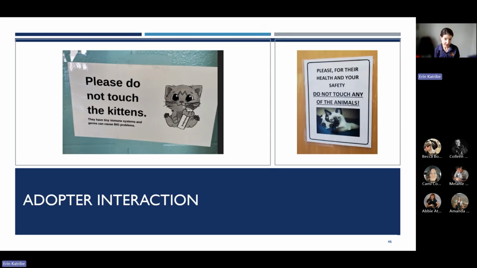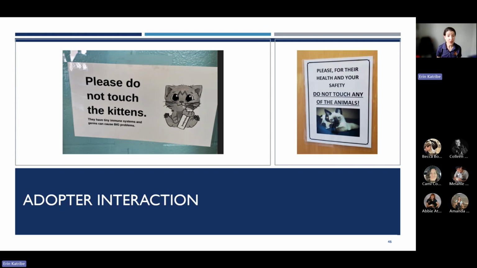Now, the flip side of this is adopter interaction. Here are a couple of signs from well-meaning shelters that don't want potential adopters to spread disease. Here's the key, though. We know from the research that adopter interaction is necessary to convert potential adopters into actual adopters. That interaction matters. So when we put up signs like this, when we discourage that interaction, are we actually preventing those animals from leaving?